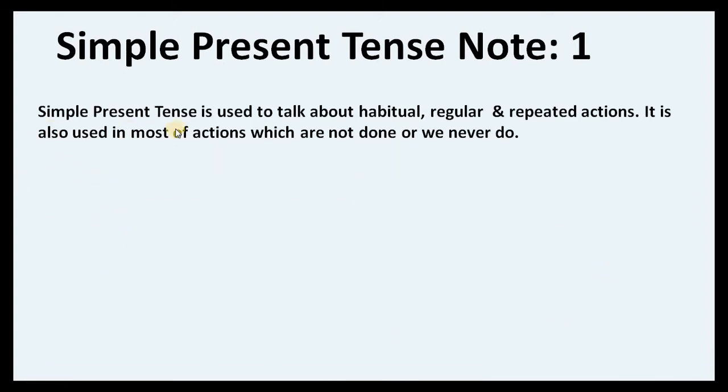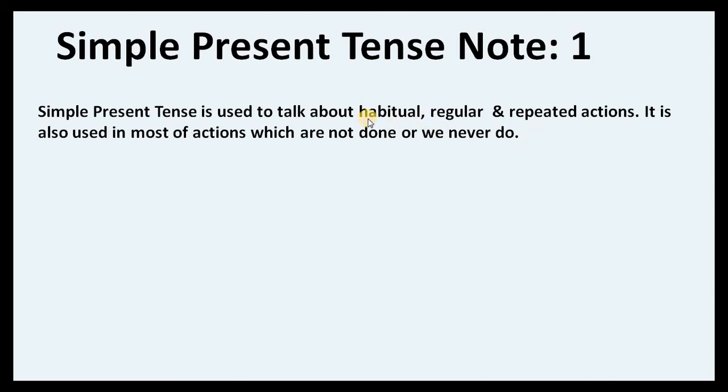So focus here: simple present tense is used to talk about habitual, regular, repeated actions. Remember, habitual, regular, repeated actions. It is also used for most actions which are not done. Generally we don't do that, okay? Or we never do. Alright? Like I never smoke cigarettes. I never drink alcohol. That's the way.